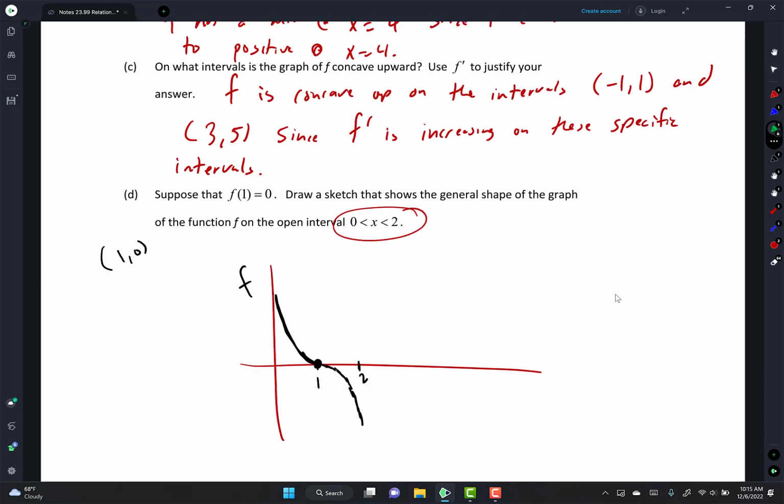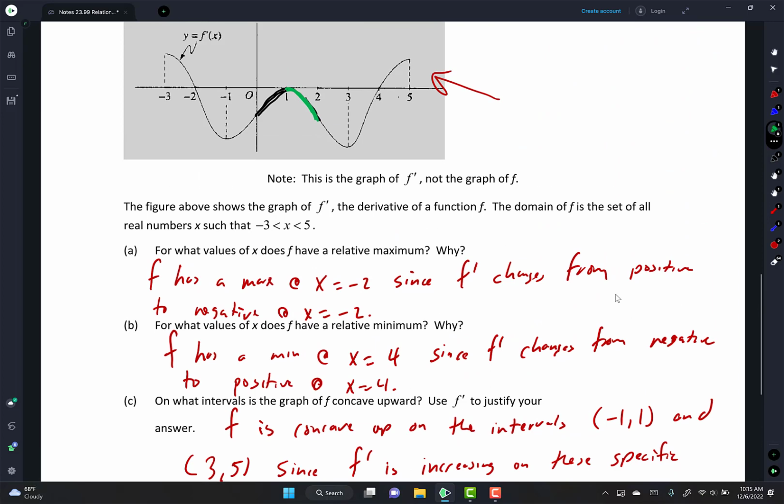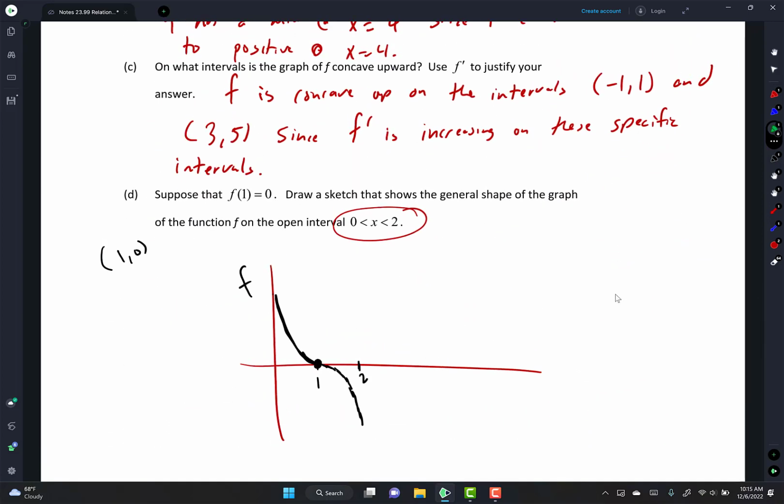This is how the graph of f looks like. Only between 0 and 2. Well, no, I'm just saying because I did it on my own and I thought it was wrong. But no, it's right. You did it right. All right, guys. So here's what we're going to do.